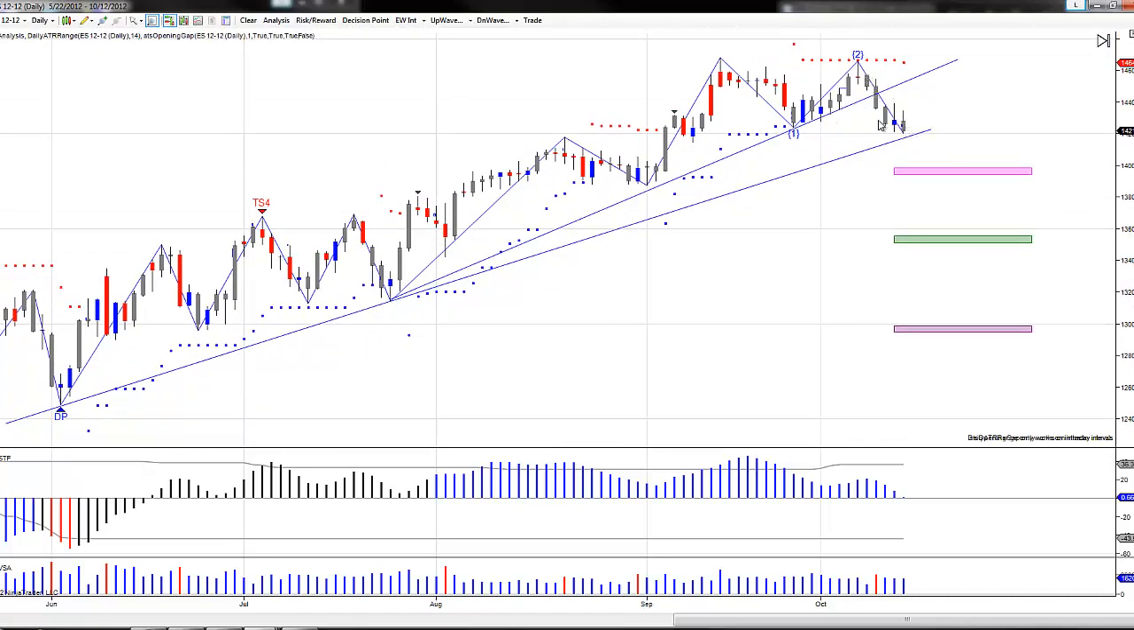I drew these little short-term trend lines here. You see the first one obviously was taken out, and we're kind of sitting around the second one here. If I put a decision point there, there's going to be more support here just above the Wave 3, initial Wave 3 target there anyway.